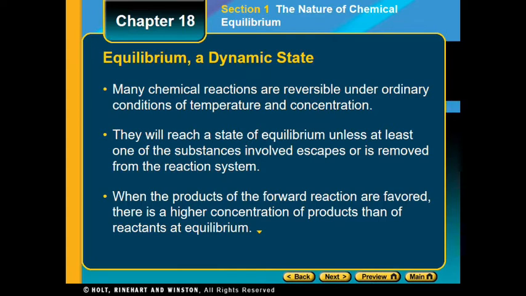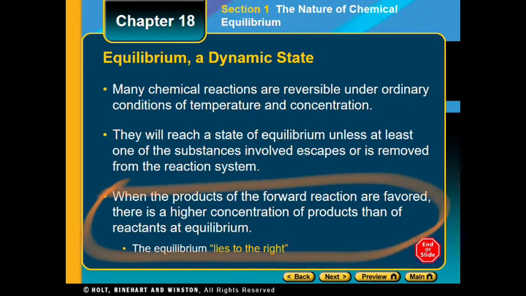When the products of the forward reaction are favored, there is a higher concentration of products than the reactants at equilibrium, so the equilibrium would lie to the right. The same could be said of this last statement too. If the reactants in your reverse reaction are favored, then the equilibrium would lie to the left. And you'll see that on the next slide.